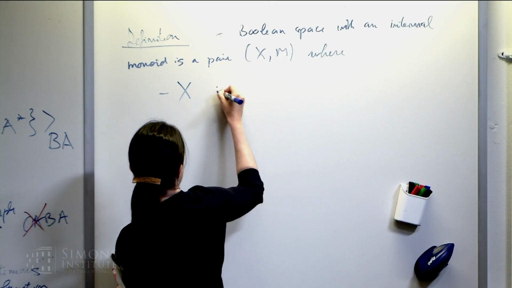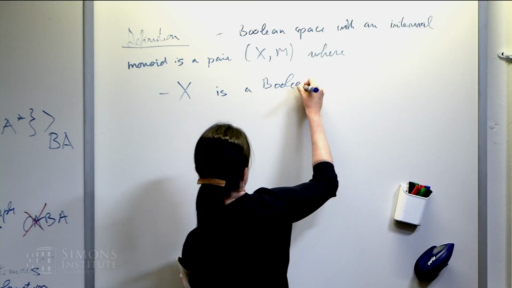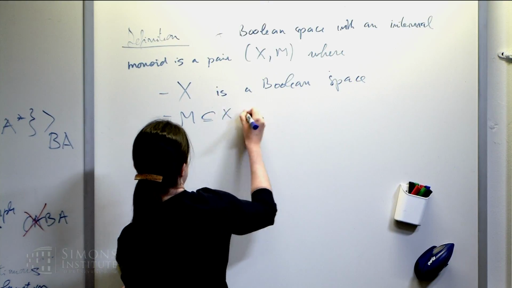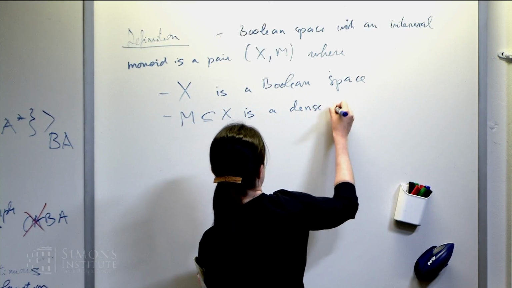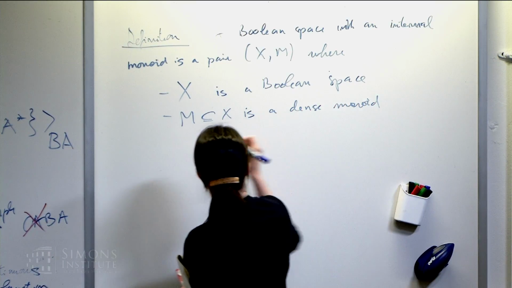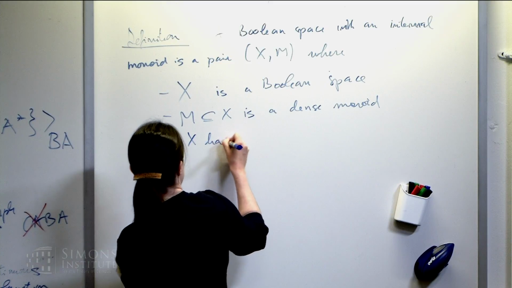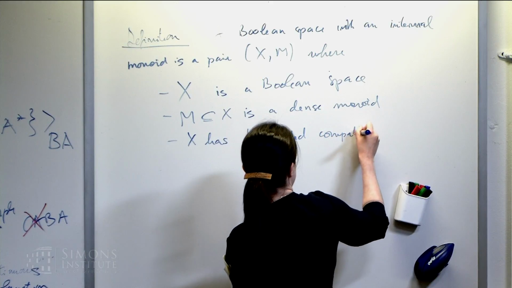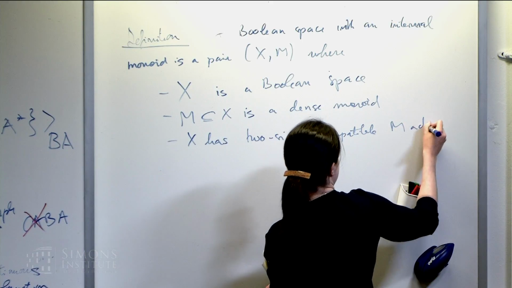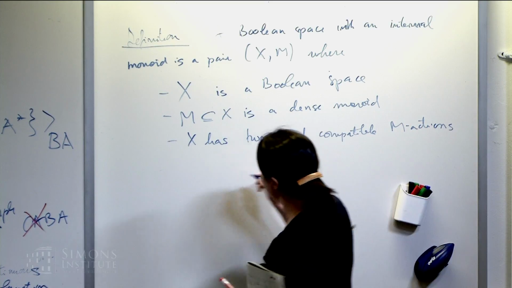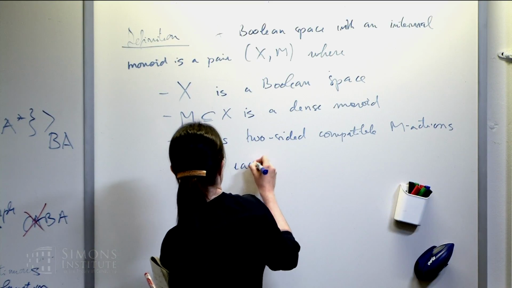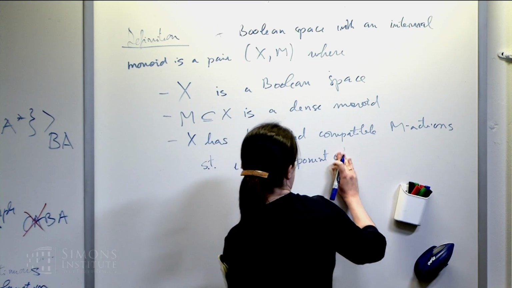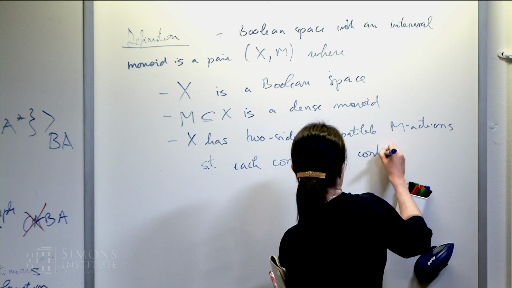Such a pair where X is a Boolean space or a stone space, M included in X is a dense monoid, and X has two-sided compatible M actions, and such that each component of these actions is continuous.